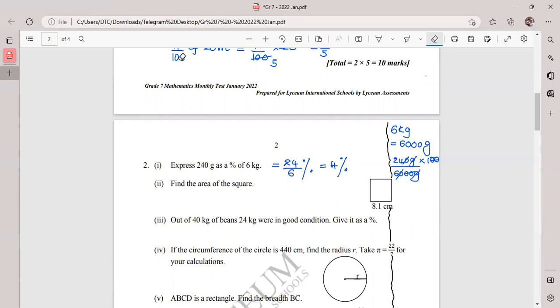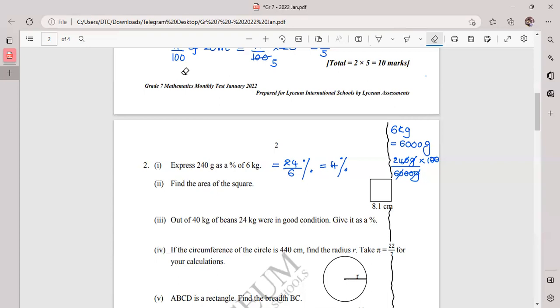Then gram and gram you can cancel. So then 2 zeros in 100 will be cancelled with 2 zeros in 6,000. Then 1 zero in 240 will be cancelled with the remaining 0 in 60. Then you have 24 over 6. The final answer will be 4%, right?